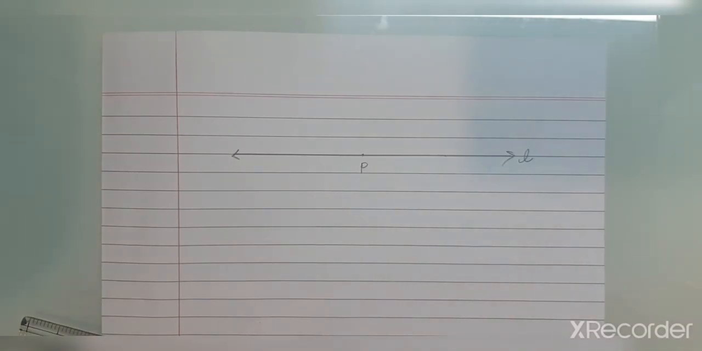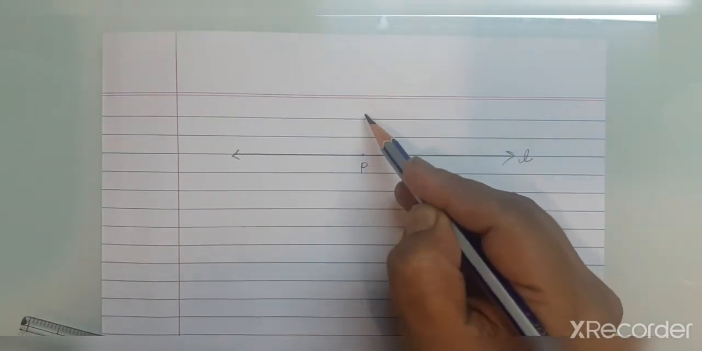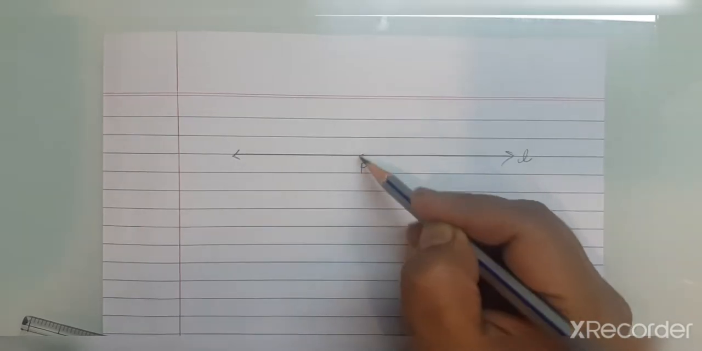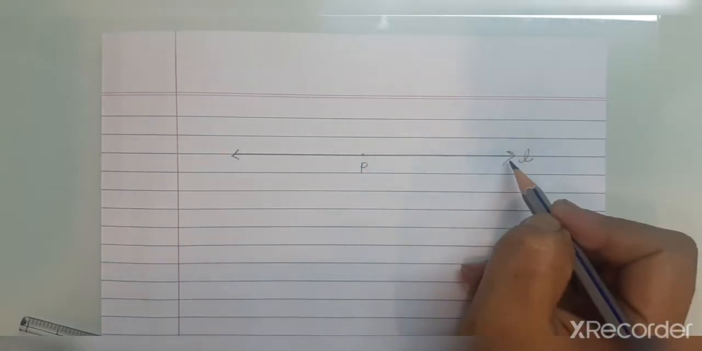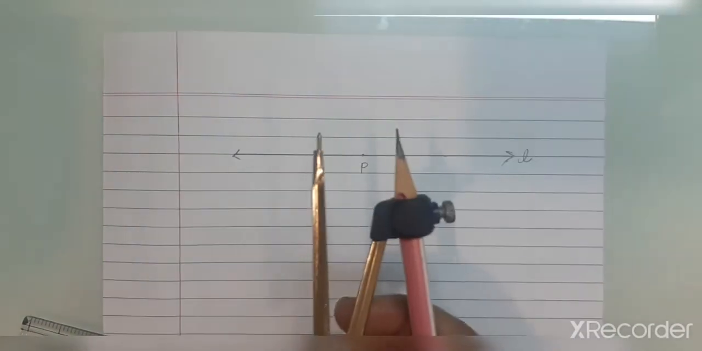So take any point P on this line and draw a line perpendicular to line L at point P. So the perpendicular should be at this point P. The perpendicular should pass through this point P and the perpendicular should be on this line L. For that we will need a compass.